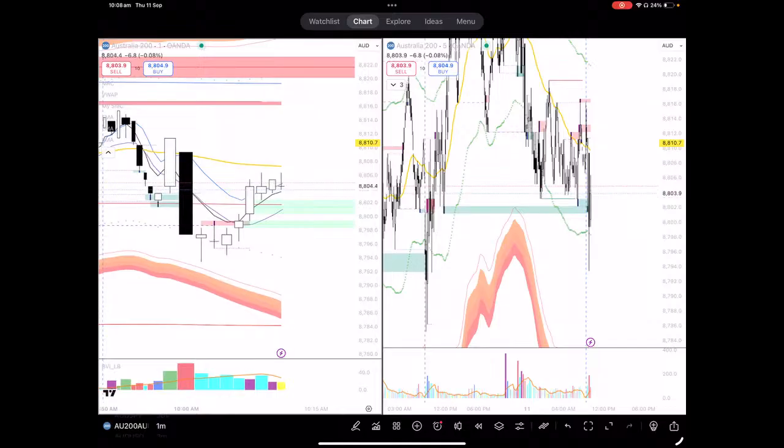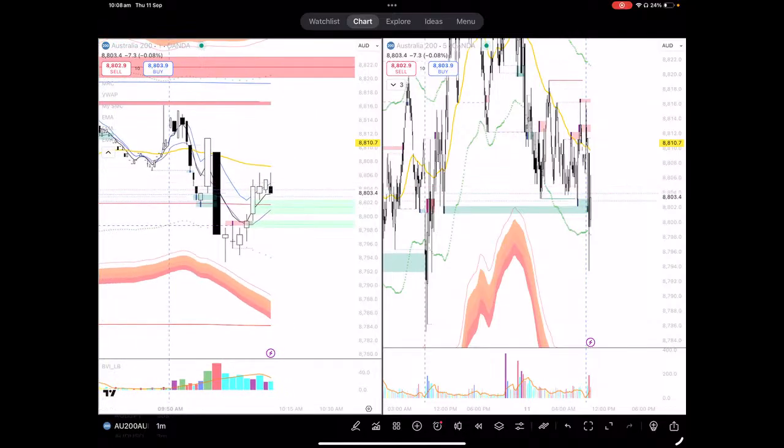Hello guys, so this has been an indecisive day for me, and I wasn't able to figure out the direction, not even able to place the trade. So this is a no trade day for me.